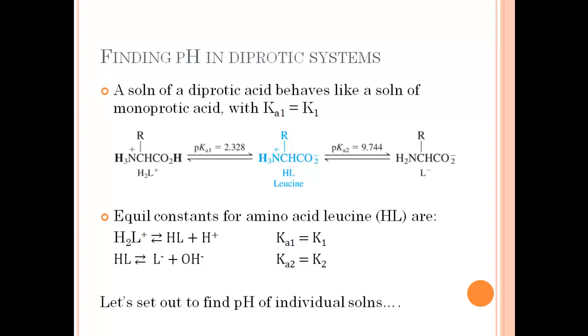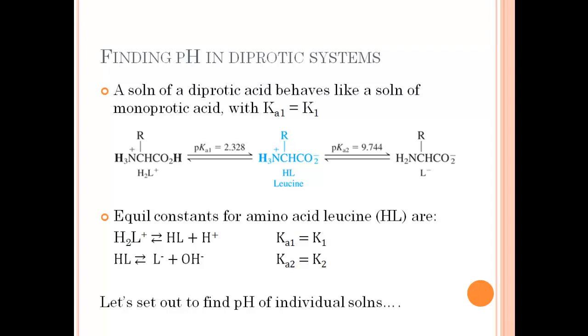So if we consider the amino acid leucine, which is denoted in the blue color here, that's the neutral molecule, which of course has one acidic proton and one negative carboxyl group. So this amino acid can either accept a proton to the carboxyl group or lose a proton from the ammonium group to give L-. So it's the intermediate form. A general statement that I'm going to say is that a solution of diprotic acid behaves like a solution of a monoprotic acid, which should be a relief because we know how to deal with monoprotic acids already.